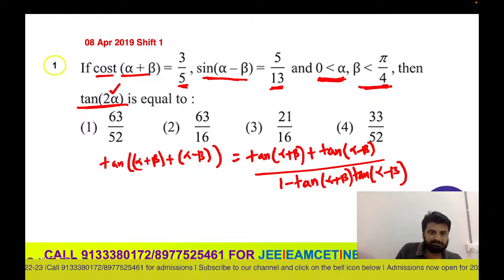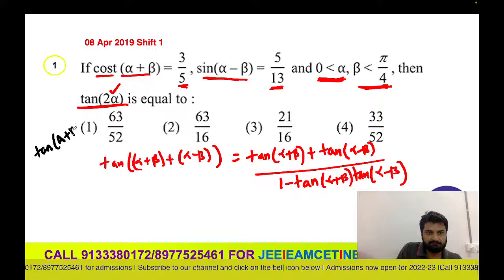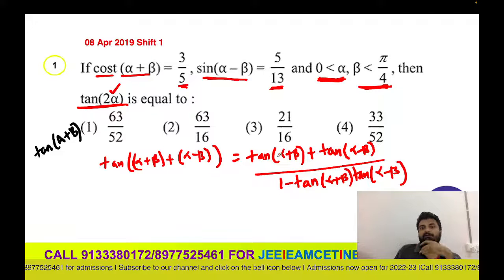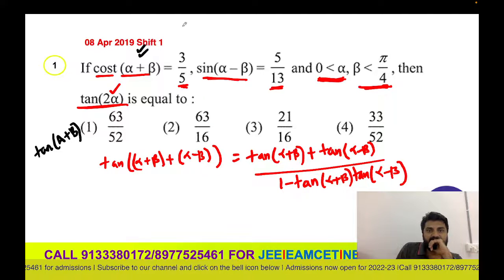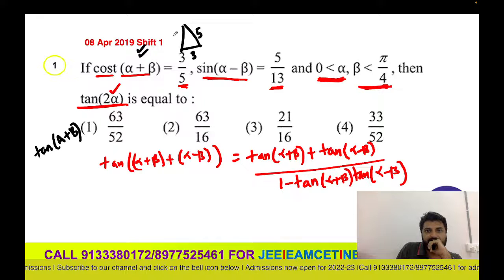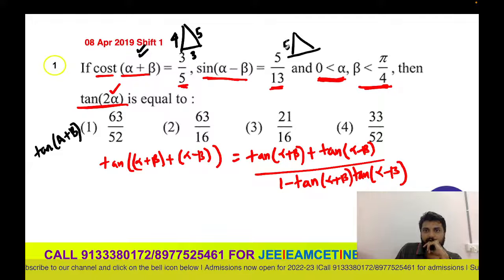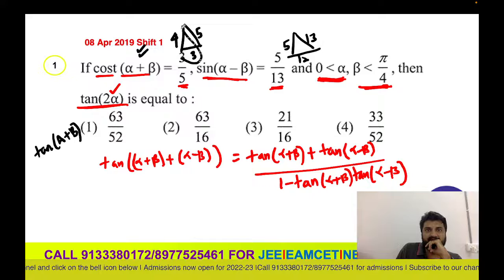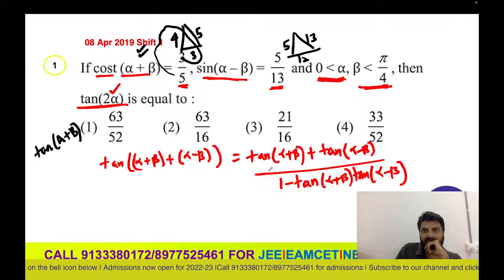So basically I am just using the basic fundamental formula of tan of a plus b. Now I have cos of alpha plus beta, so draw a right angle triangle. Cos means adjacent is 3, hypotenuse 5, so opposite will be 4. Sine means opposite, hypotenuse, adjacent will be 12. So tan of alpha plus beta will be 4 by 3, opposite by adjacent, right? So this value is nothing but 4 by 3.